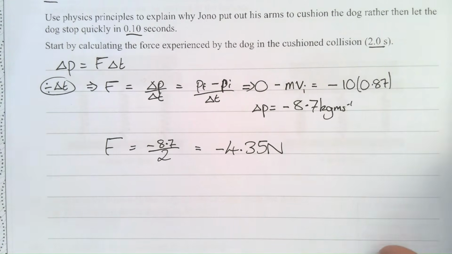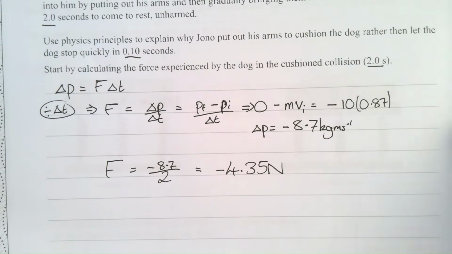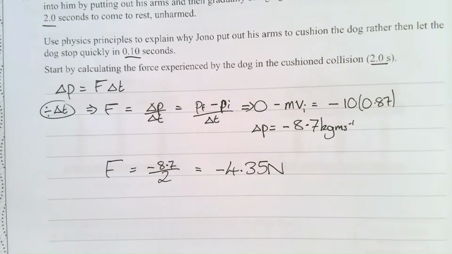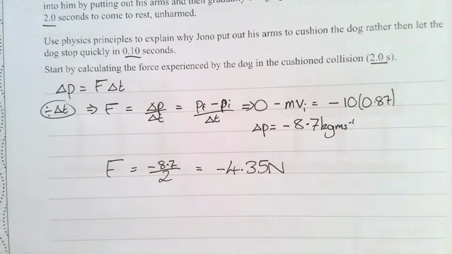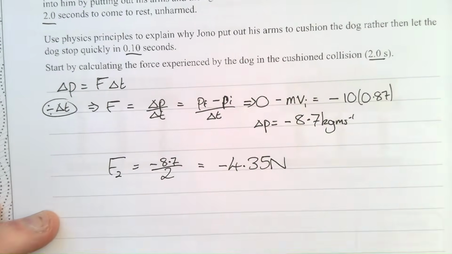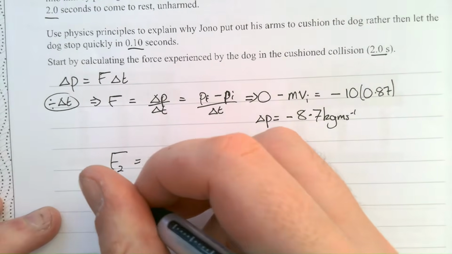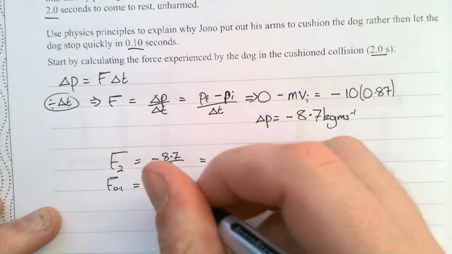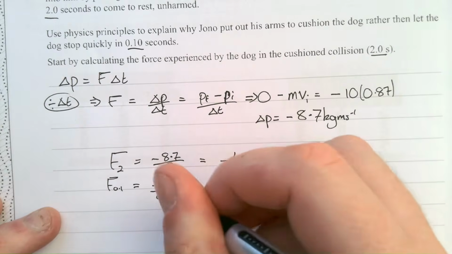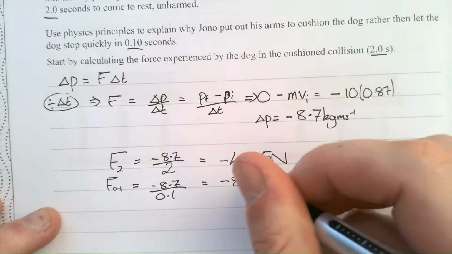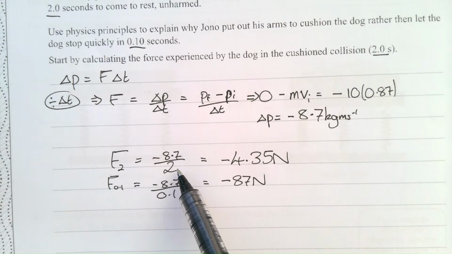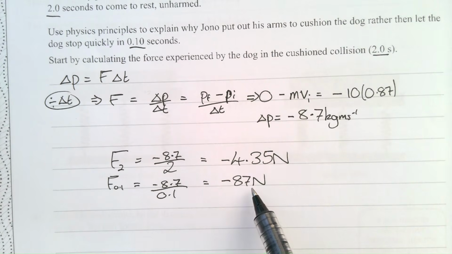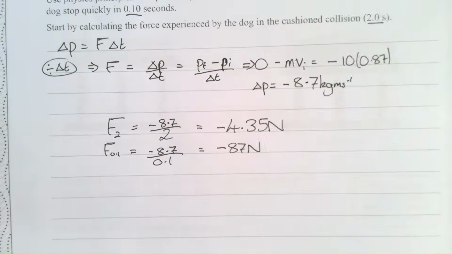Now, what we can do is use a second calculation for the case where the dog stopped quickly, just as a comparison. The change in momentum will be the same, minus 8.7, but our time will now be 0.1. So F of 0.1 is equal to minus 8.7 over 0.1, which is equal to minus 87 newtons. So we can see very clearly, with the longer time it takes to stop the dog, the force is much reduced. And so in our description, we can describe that.